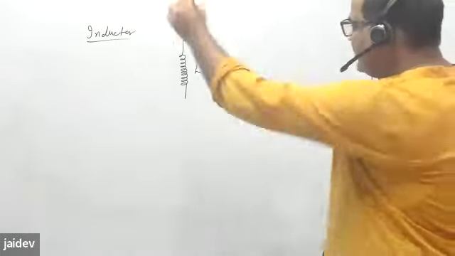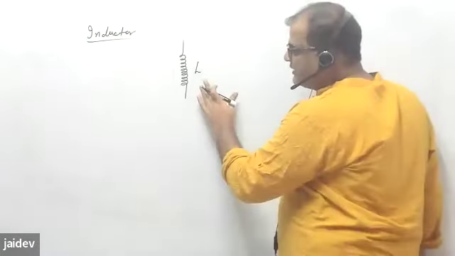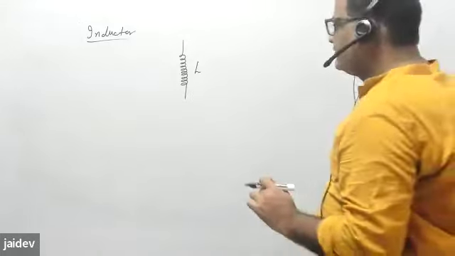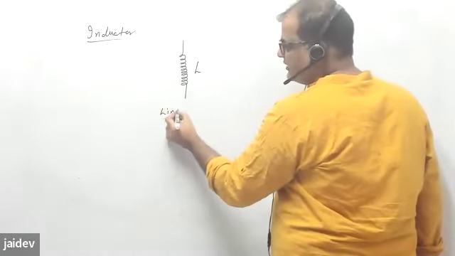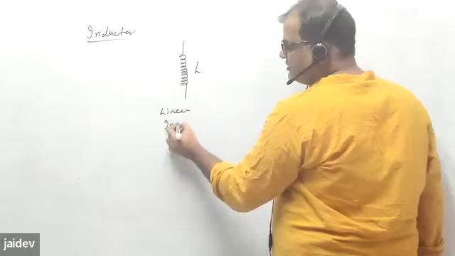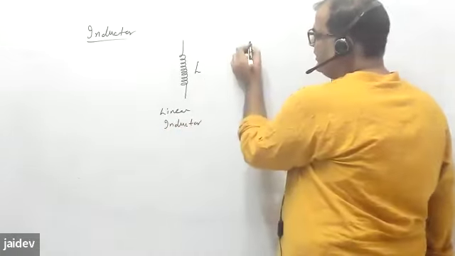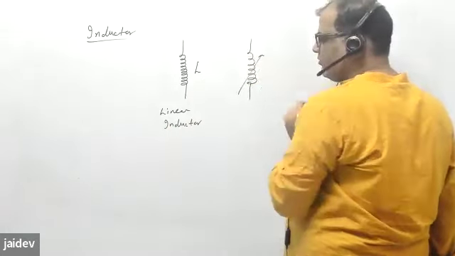So everything is frequency dependent. Now I am going to deal with the inductor, but this inductor should be a linear inductor because I am only discussing linear circuits. So linear inductor means the L should not vary, so this is a linear inductor. So in the circuit we are only going to deal with linear inductors, not the inductors which are variable.